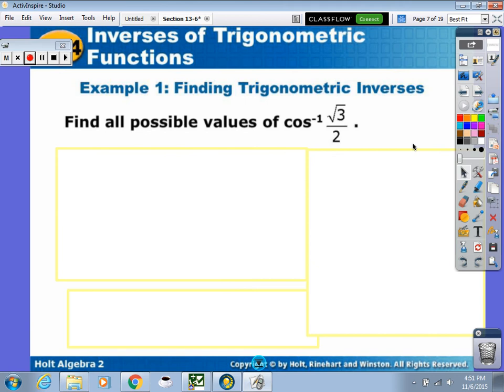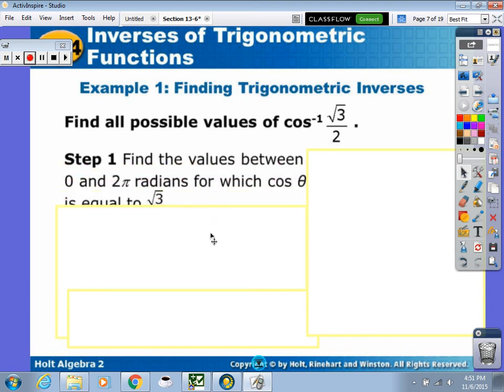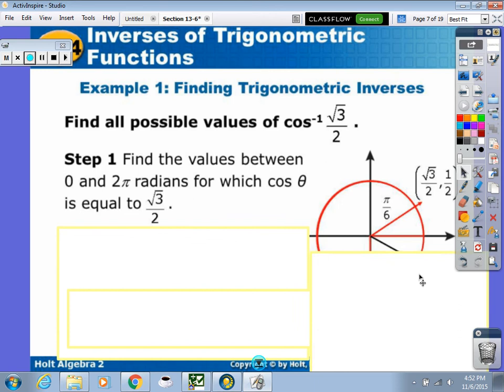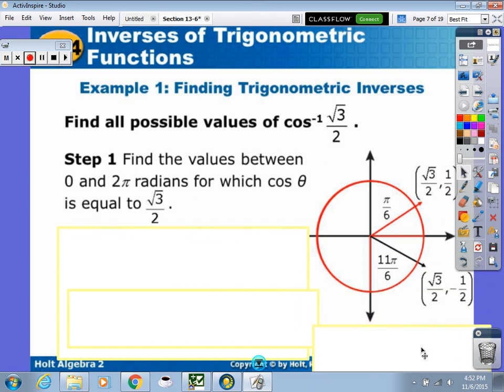We're going to find all possible values of, in this case, inverse cosine of root 3 over 2. Our first step is to find the values between 0 and 2 pi radians for which cosine of theta is equal to root 3 over 2. Now we've started to memorize this, so I really hope that you're going to take the opportunity to do this from memory. So draw your unit circle and figure out that we've got two locations where the cosine of an angle is equal to root 3 over 2. Again, both angles are on the right-hand side of the y-axis, one being in quadrant 1, one being in quadrant 4.